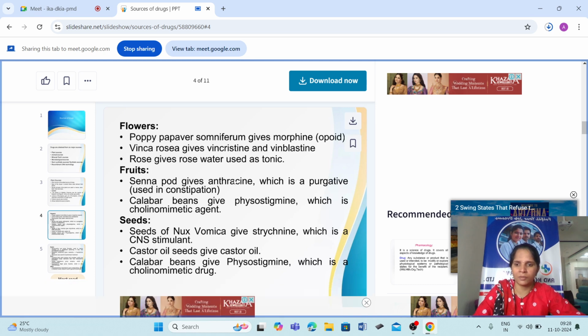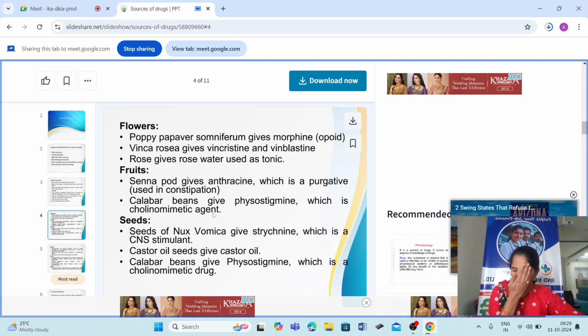And next we have the fruit part. Fruit, in the sense here, you can take the example of senna. Senna pod gives anthracene. What is anthracene here? It is a purgative which can be used in the case of constipation. And next we have calabar beans, which give us physostigmine, which is a cholinomimetic agent. What do you mean by mimetic or mimic?